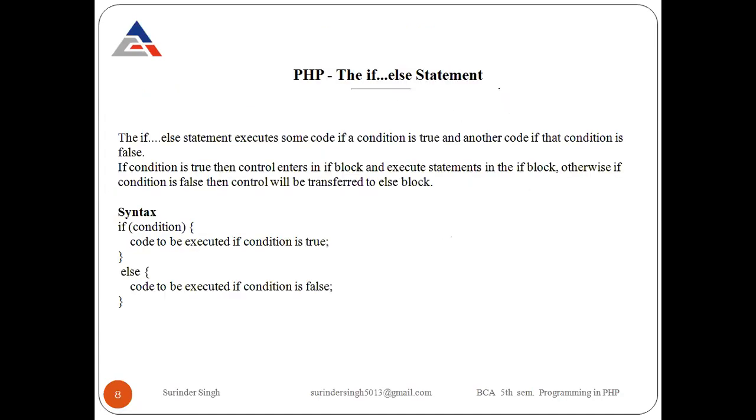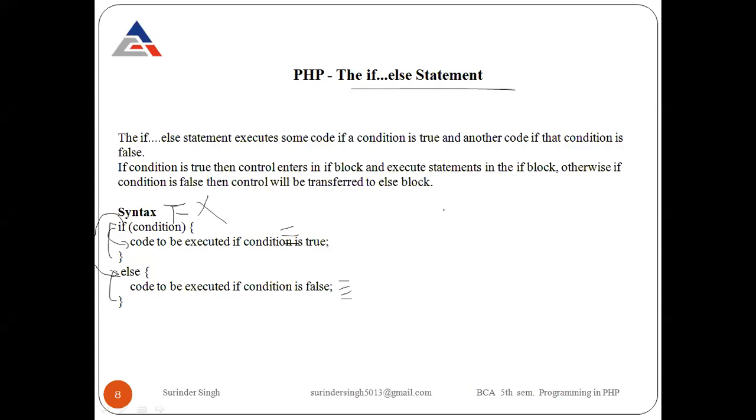Next is the if else statement. Here the syntax is: this is the if and this is the else block. If the condition is true, then control enters the if block and executes all the statements written in the if block. If the condition is false, then the if will not be executed and control will be transferred to the else block, and all the statements written in the else block will be executed.